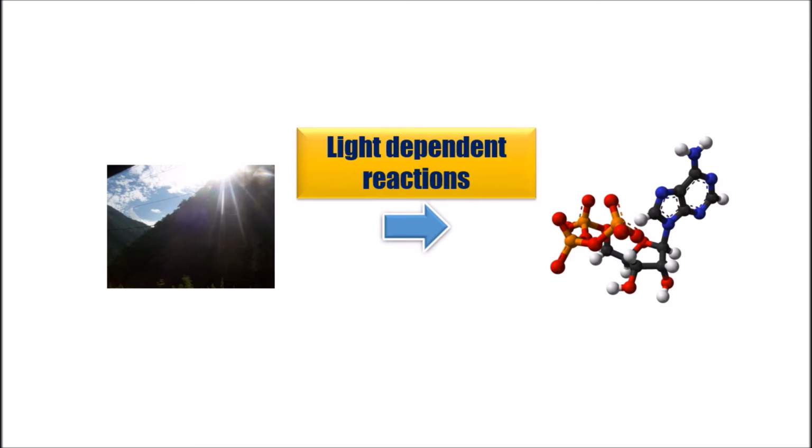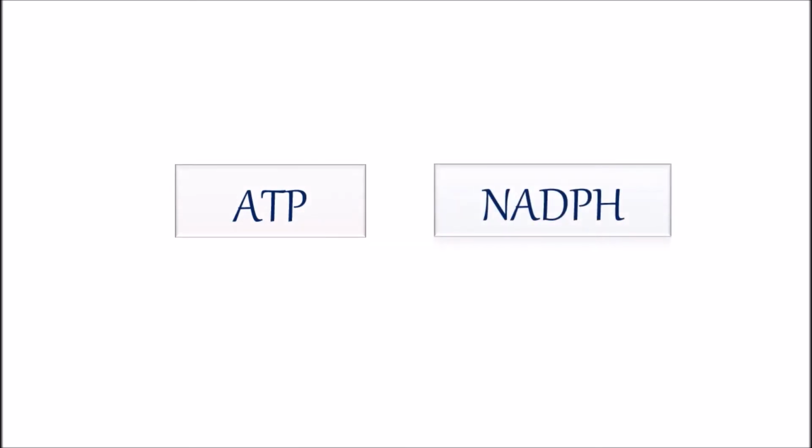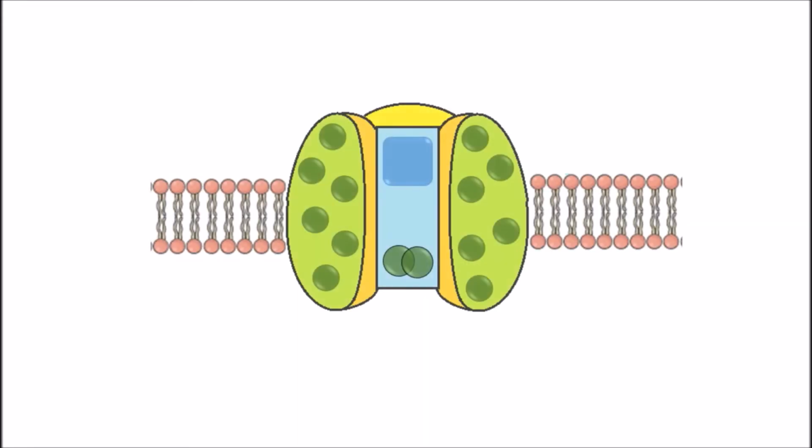In this stage, two molecules needed for the next stage of photosynthesis, the energy storage molecule ATP and the reduced electron carrier NADPH, are produced due to the excitation of photosystem 1 and photosystem 2, which are embedded in thylakoid membranes of chloroplasts. Let's study the procedure of light reactions.